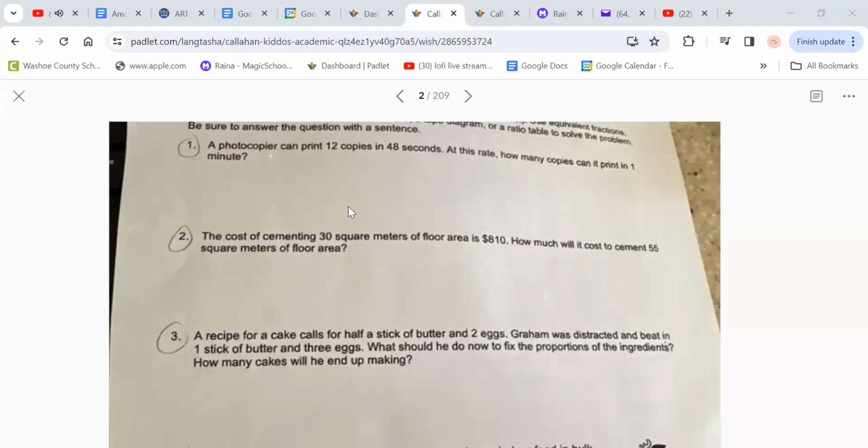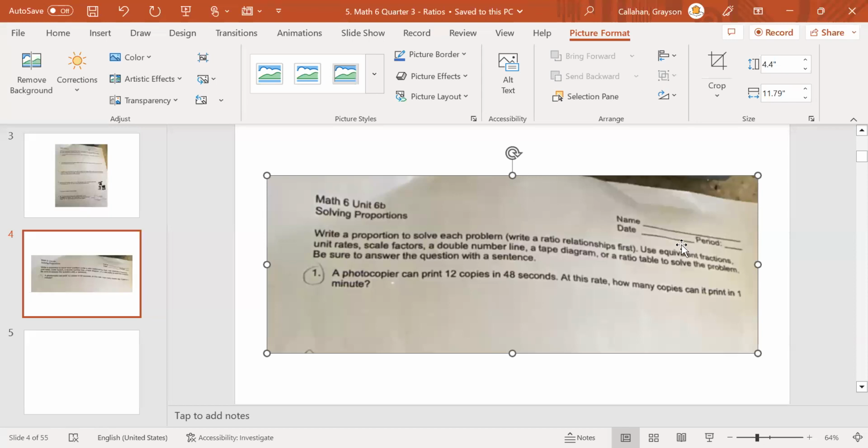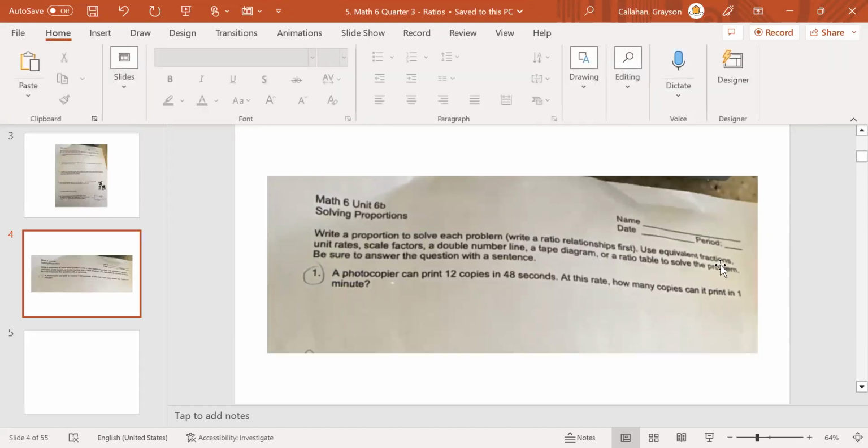Right, so let's take a look at this question right here. It's still going to be on ratios. For this question, it is asking you to write a proportion to solve each problem. Write a relationship first, use equivalent fractions, unit rates, scale factors, a double number line, a tape diagram, or a ratio table to prove the problem. Did your teacher go over a double number line or a tape diagram with you?